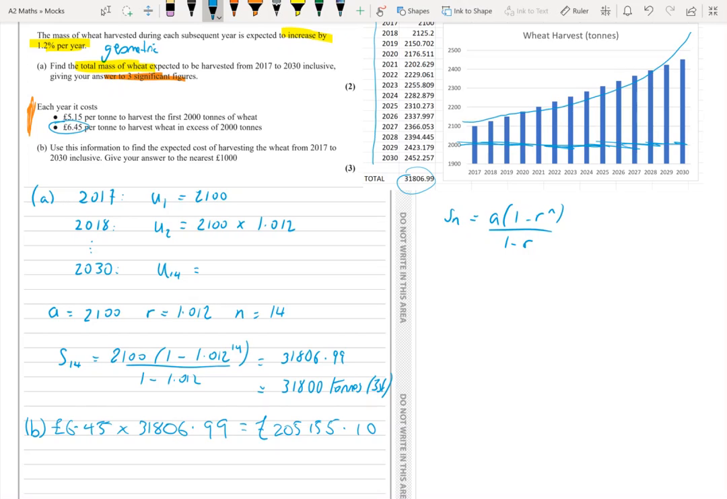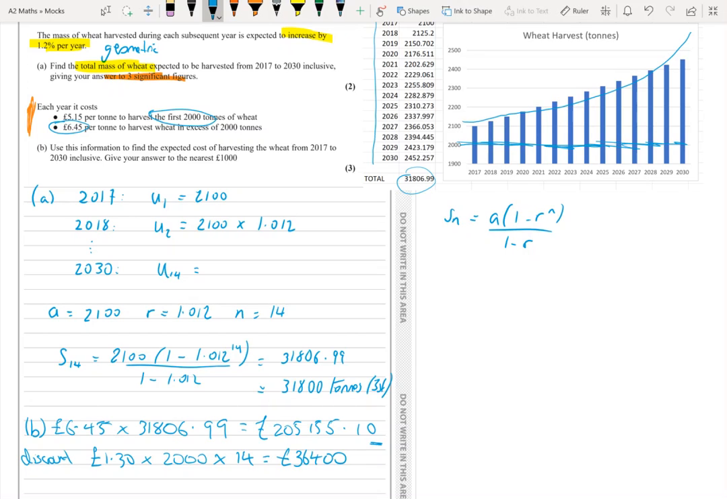Now, we actually get a discount. The discount we get is 6.45 minus 5.15. So we get a discount of £1.30, the difference there. And we get that discount on 2,000 tonnes of wheat each year. So it's £1.30 per tonne on 2,000 tonnes. That's how much discount there is in 1 year, and the next year, and the next year, and that's the same in all 14 years. So if we multiply those together, we get a total discount, or a saving, and that's 36,400.